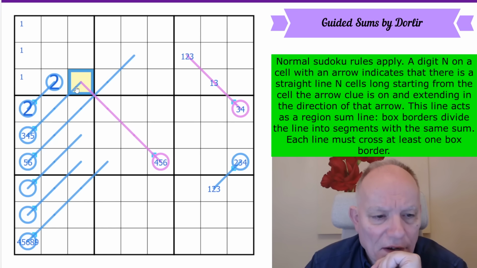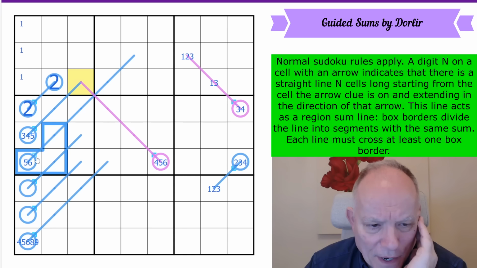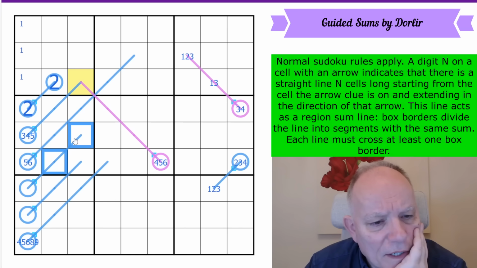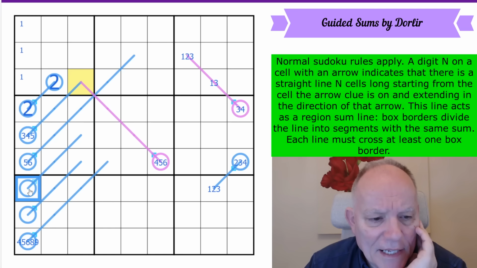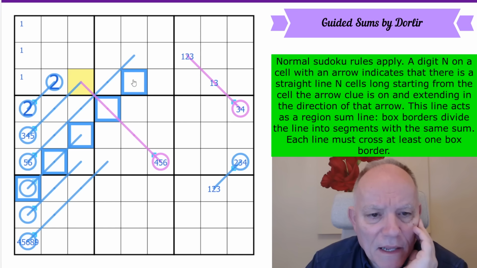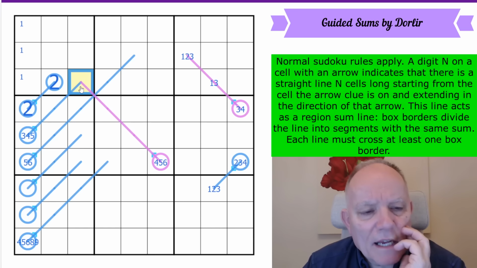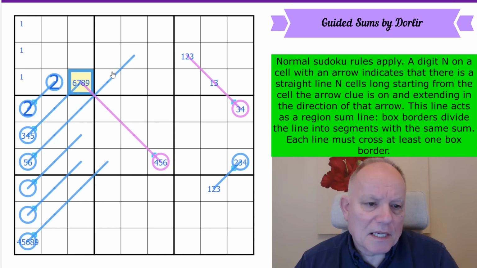If this was a 5, we might have a similar problem. We've got 4, 1 here. That 5 has to go somewhere in these cells. But also, this line can't use 1, 2, or 4. It is a minimum of 3, 5. That is a minimum of 8. But this line has a maximum length of 7. So that can't be a 5 either. So this is 6, 7, 8, or 9.